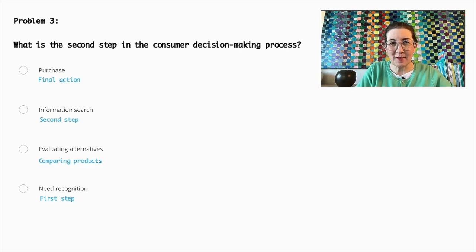The second step in the consumer decision-making process is the information search, where the consumer seeks information about how to satisfy their recognized need.